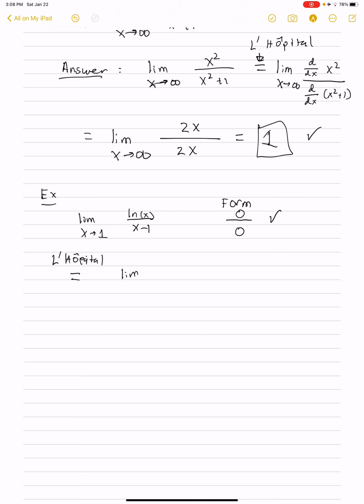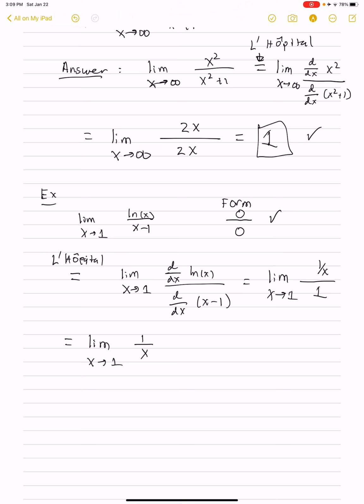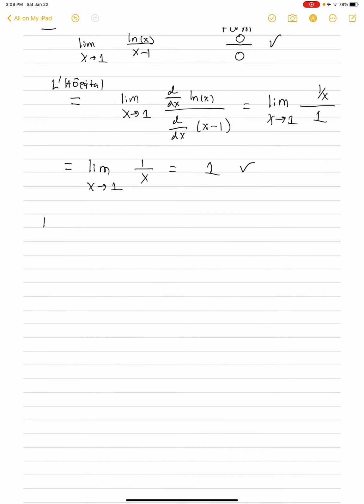Okay, so we use L'Hopital. We take the limit as x goes to 1 of the derivative of ln of x divided by the derivative of x minus 1. Well, that gives us the limit as x goes to 1. Derivative of the top is 1 over x. Derivative at the bottom is 1. This simplifies to just be the limit as x goes to 1 of 1 over x, which is 1. Great. Okay, so let's try one more example.